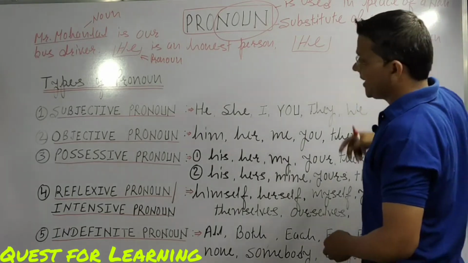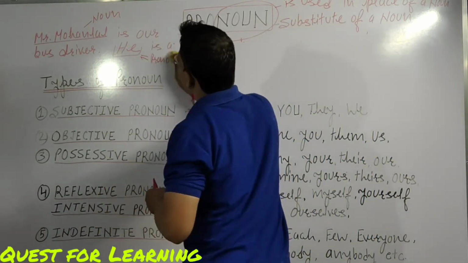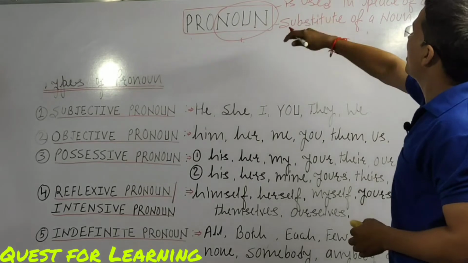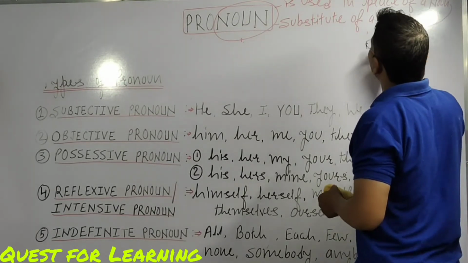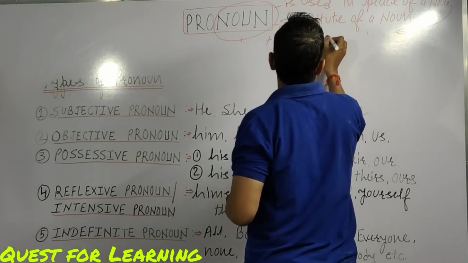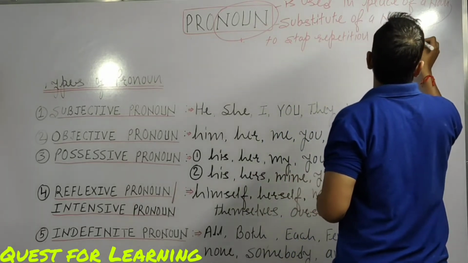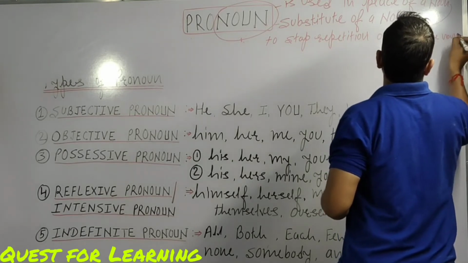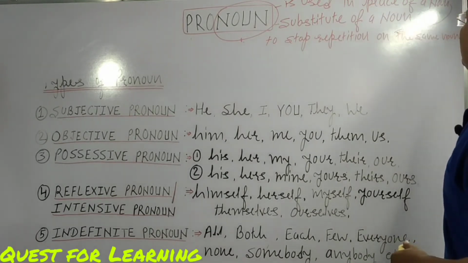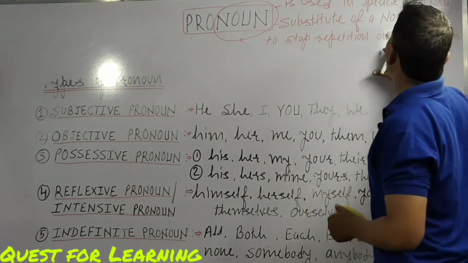So can't we say that a pronoun is used in place of a noun to stop repetition of the same noun? Okay, so this is a very short and simple definition: a pronoun is used in place of a noun to stop repetition of the same noun.